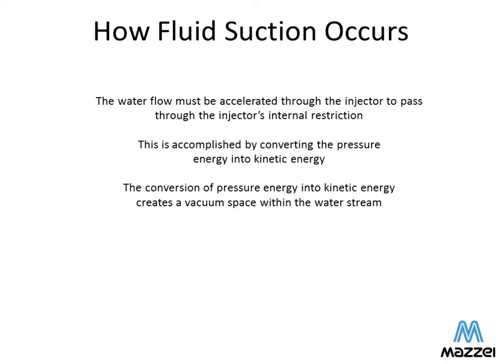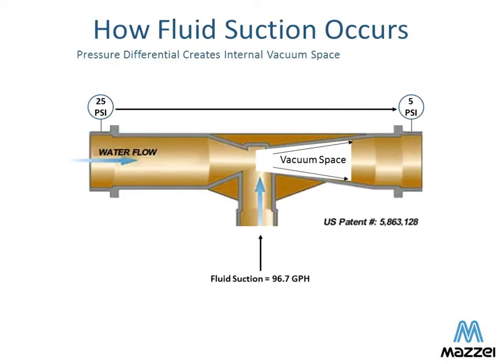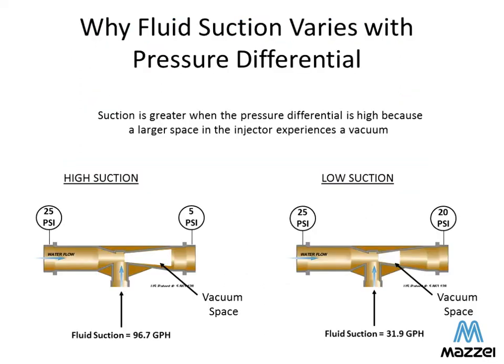How fluid suction occurs. Again, we've talked through this, so let's look at a visual. As you have a pressure differential, you will create a vacuum space here in the throat of the injector that will initiate suction through the suction port. The greater the pressure differential, the greater the suction capacity. You can see that in this example here.